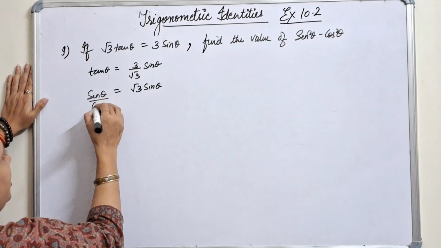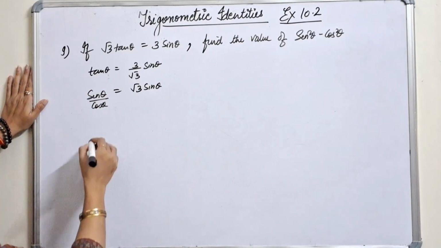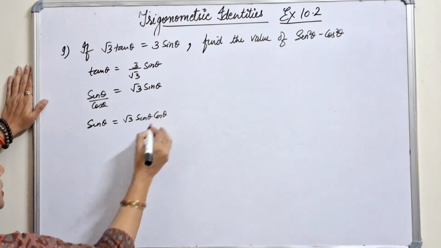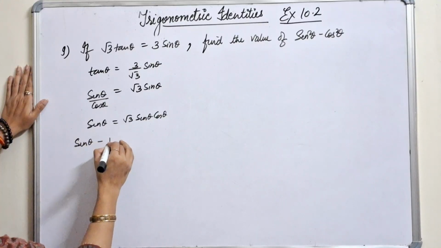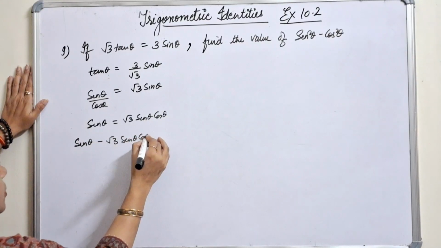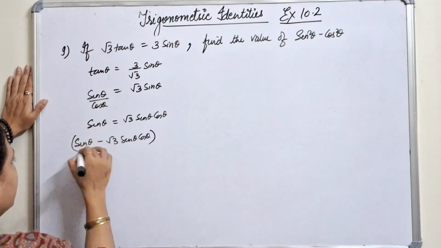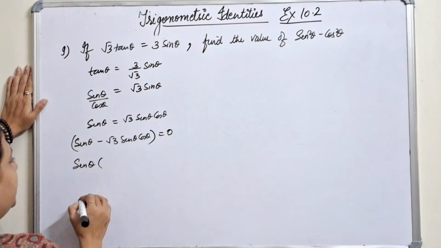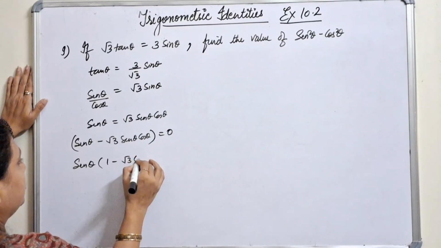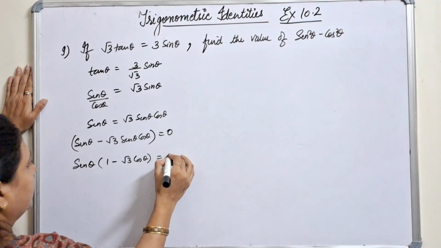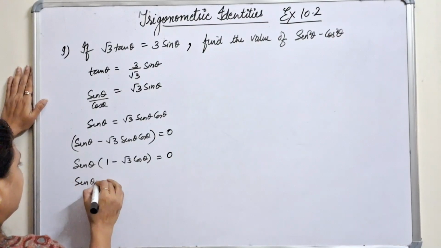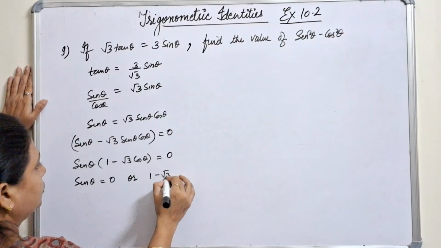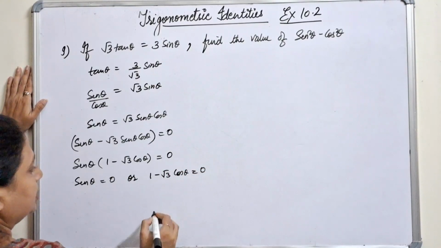And sin theta upon cos theta I can write as tan theta. So sin theta is equal to root 3 sin theta cos theta. So sin theta minus root 3 sin theta cos theta is equal to 0. So the value sin theta can be taken as common. 1 minus root 3 cos theta is equal to 0. So either sin theta is equal to 0 or 1 minus root 3 cos theta is equal to 0.